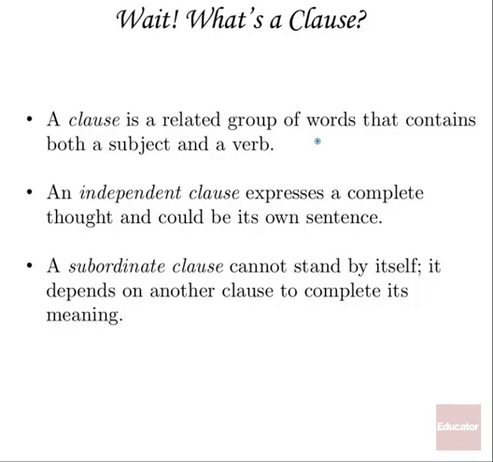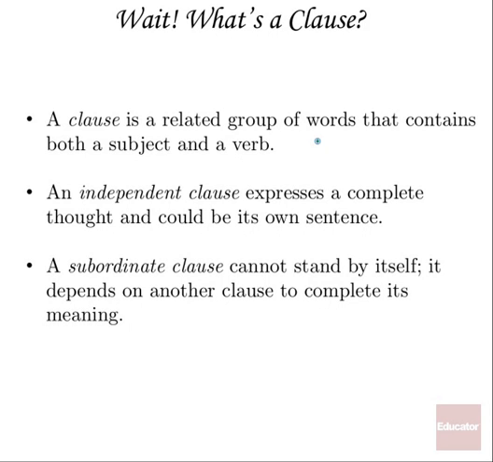Well, I'll explain. A clause is a related group of words that contains both a subject and a verb. Now, it's different from a phrase because a phrase is usually missing the subject, the verb, or both. We'll cover phrases in a minute. Clauses have both a subject and a verb. Remember that part. Now, an independent clause expresses a complete thought and could be its own sentence. In fact, a simple sentence is an independent clause.